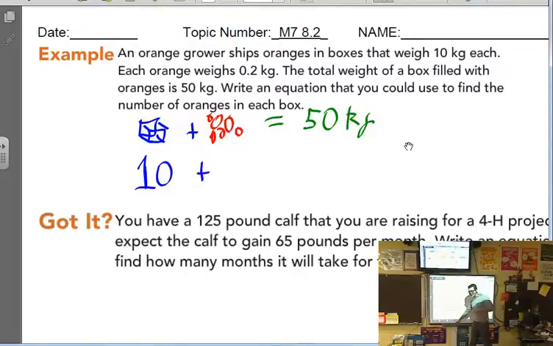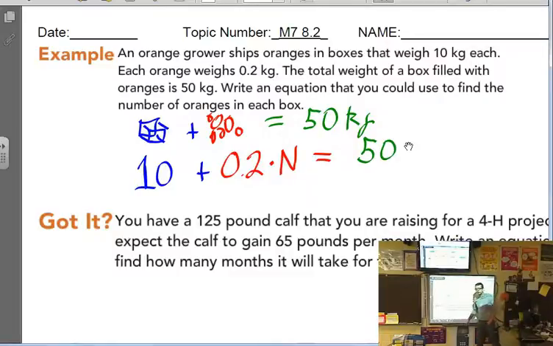We know that each orange is 2/10 of a kilogram, but that would need to be multiplied. I'm going to go ahead and say n for the number of oranges, and that is going to get set equal to our 50. So then we want to start solving from here. We're going to first isolate the number of oranges times their weight by subtracting 10 from both sides, because if I dump out all the oranges and I throw the box away, all I have is the weight of the oranges.